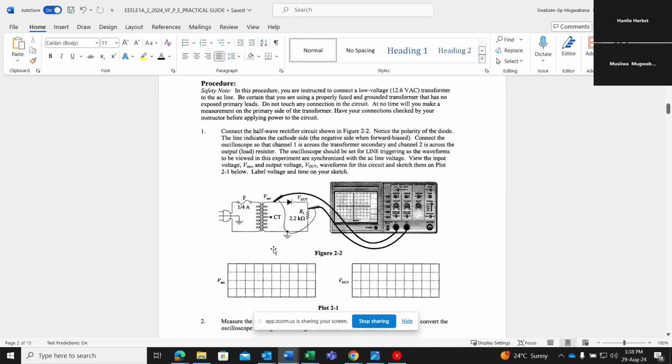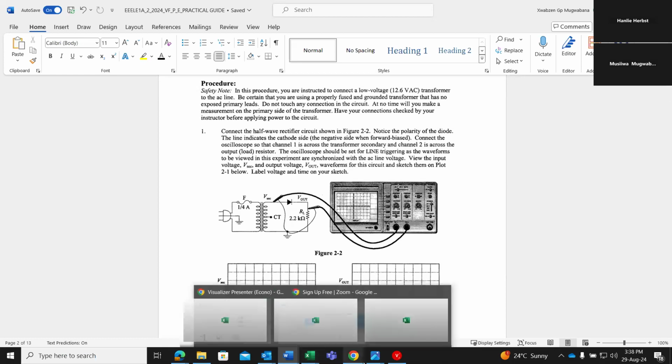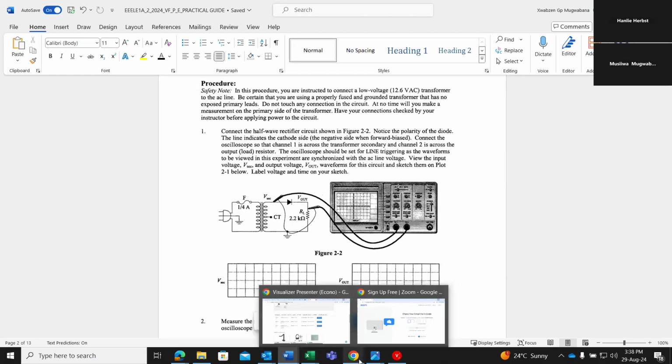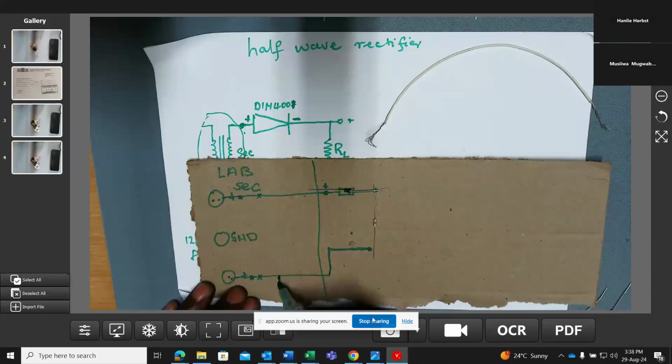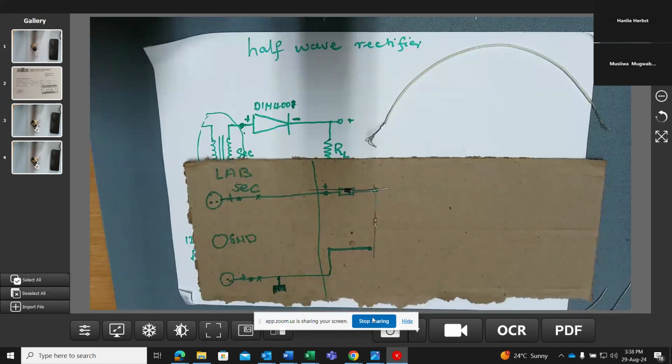That is your point of ground. In your circuit, what is your point of ground? Then you will see that the point of ground is connected. Sorry, let me go back. Your point of ground, that is the ground point to your circuit, which means that the signal must be able to travel in this manner here.